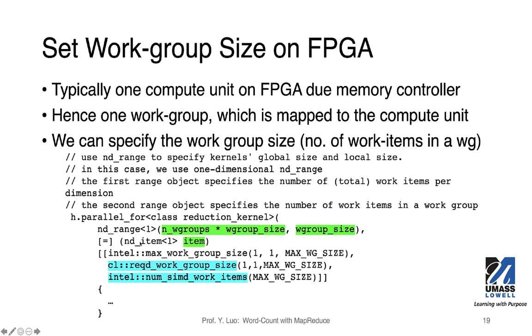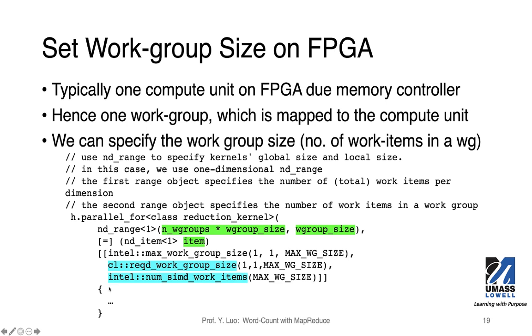And then the second argument to this parallel_for is the lambda function. The lambda function will take the item as an argument, and this item is in fact an iteration of this ND range. So the item that we will use later in the lambda function will be able to represent different work groups and different work items while we iterate through all the work items.